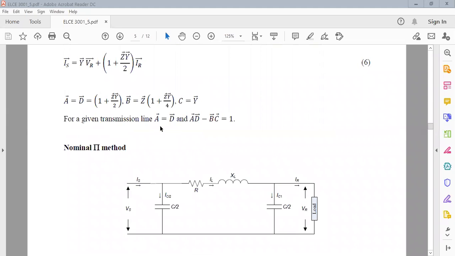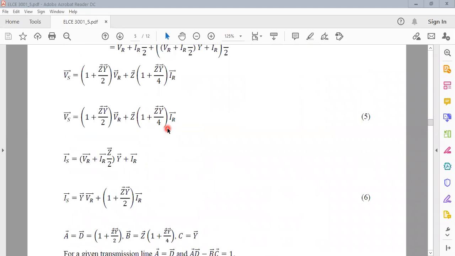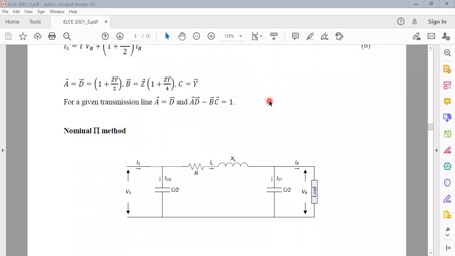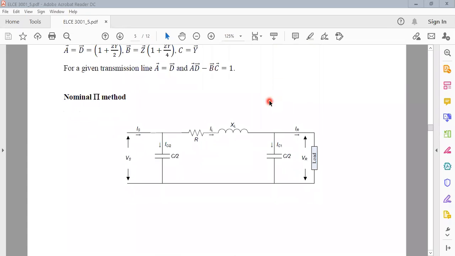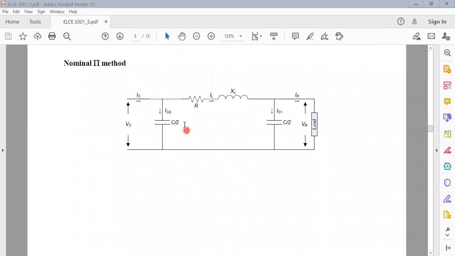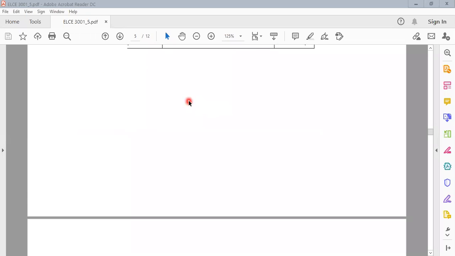Now, this is for the nominal T method. The other method is the nominal pi method. Here, we will divide our capacitance into two capacitances, so we will have the shape of a pi. We will have R plus JXL in the middle, and C over 2 on this side and C over 2 on this side. So we will have IL, IC2, and IC1.